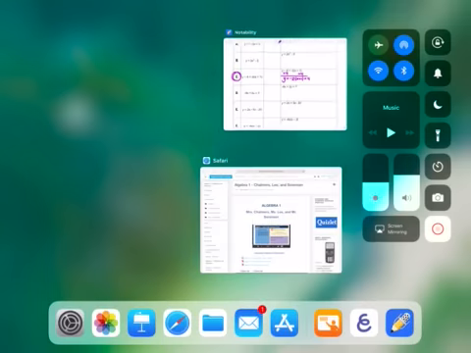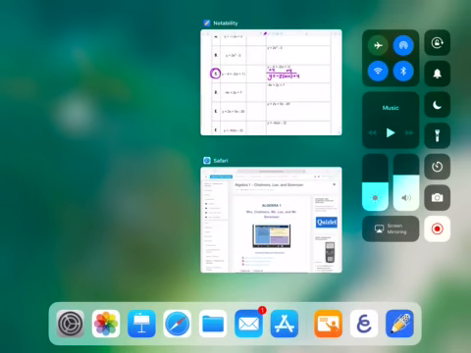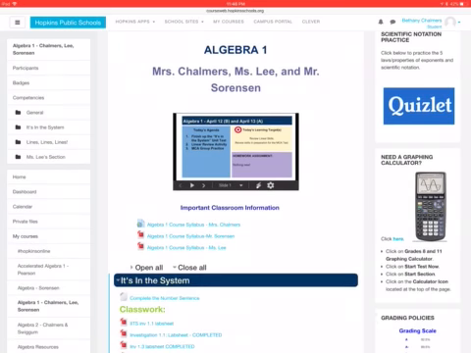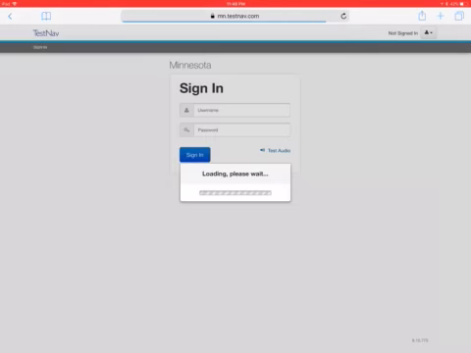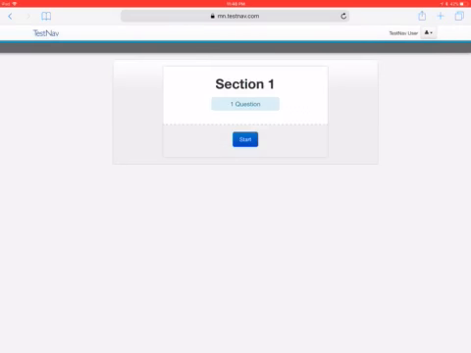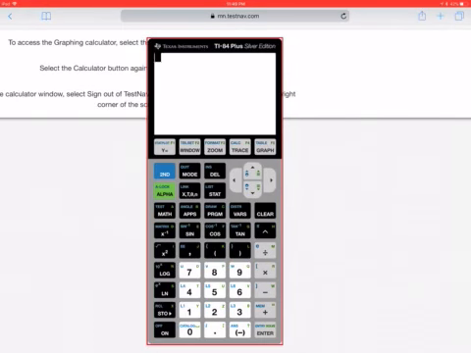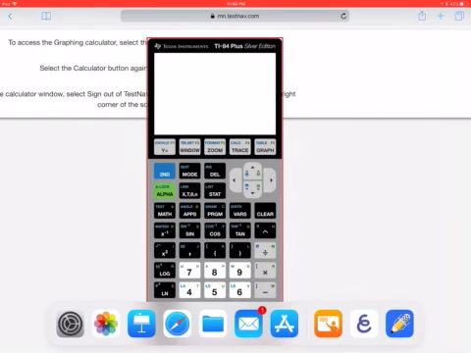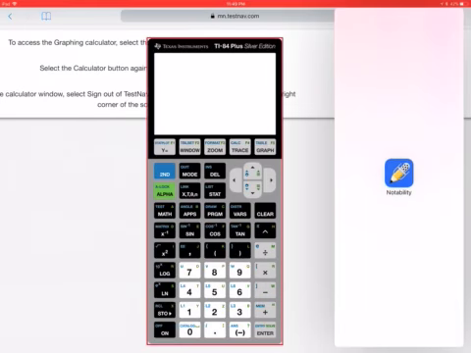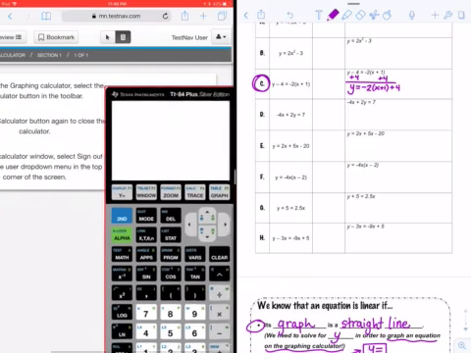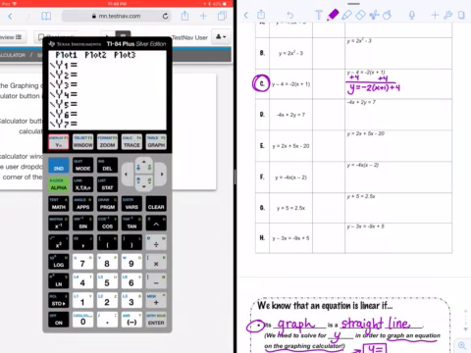So I'm going to pull up my Moodle page, and I'm going to go to the online graphing calculator. And you can be using this today in class. And I'm going to graph that equation. Okay, so we're testing the equation y equals negative 2 times, in parentheses, x plus 1, plus 4.